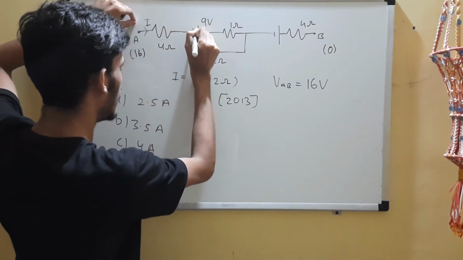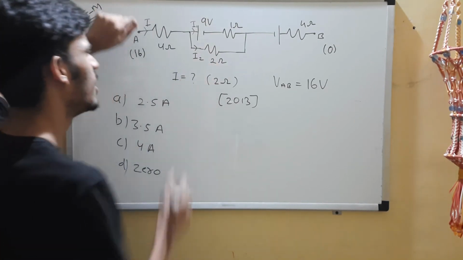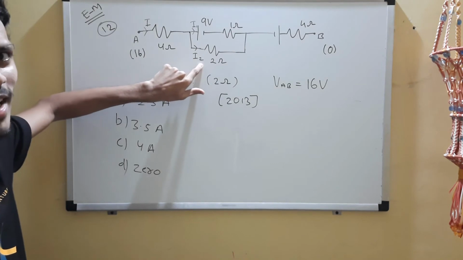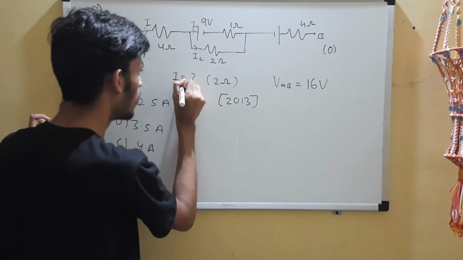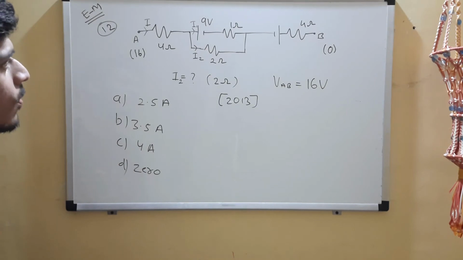Here at the junction, let's split the current into I1 and I2. So basically you can see that we are supposed to find this I2, right? The current through the 2 ohm resistor. So we are supposed to find the value of that I2.